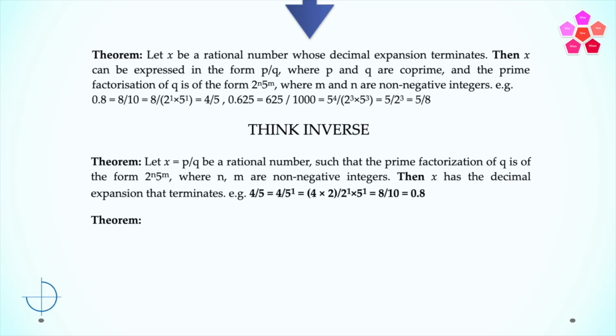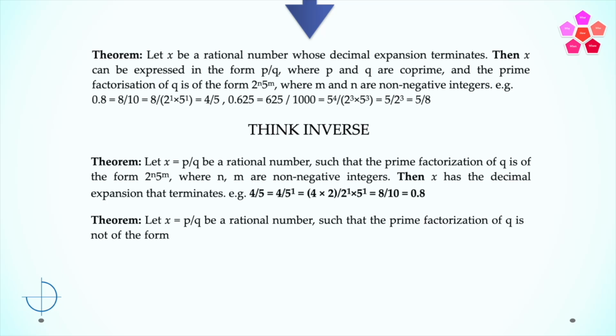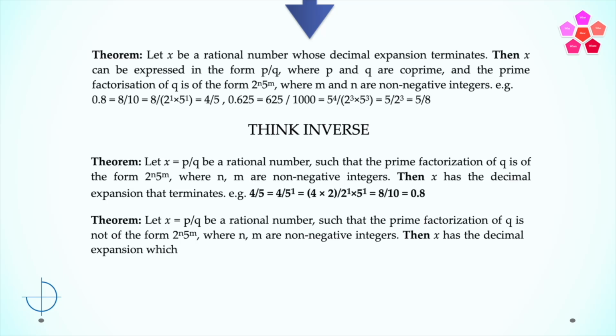But what if the prime factorization of q is not of the form 2 raised to the power of n into 5 raised to the power of m? n and m are non-negative integers, as I have already suggested. So now the theorem becomes, let x is equal to p by q be a rational number such that the prime factorization of q is not of the form 2 raised to the power of n into 5 raised to the power of m, where n and m are non-negative integers. Then x has the decimal expansion, which is non-terminating, repeating. In essence, it is recurring.